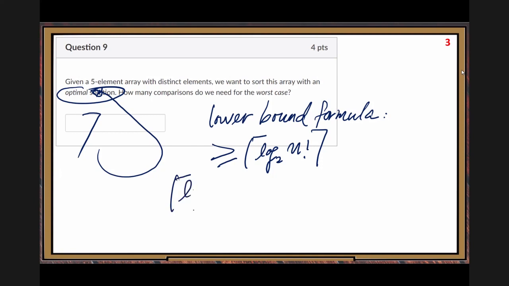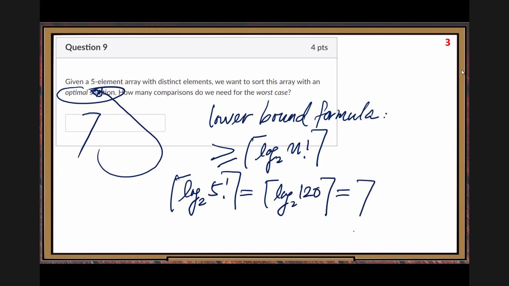Lower bound, log base 2 of 5 factorial. 5 factorial is 120, right? That equals 7, because 2 to the 7th equals 128, and 2 to the 6th is 64.